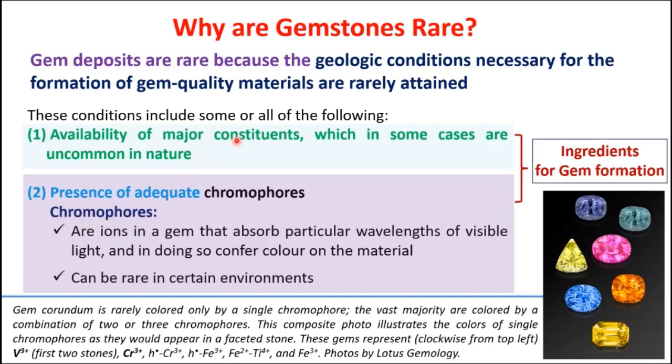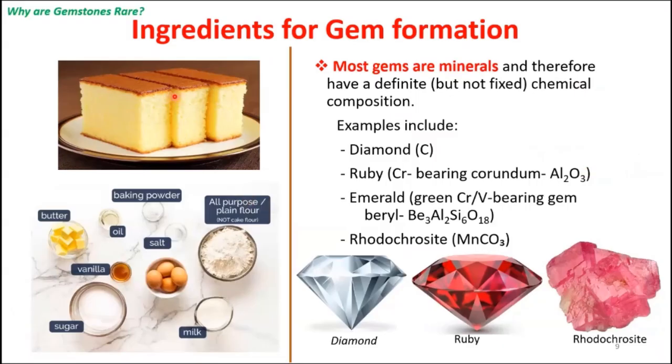So these major elements and chromophores, the coloring agents, represent the ingredients for gem formation. Ingredients mean the essential components for the formation of those different gem varieties. It is like if you are preparing a vanilla-tasting butter cake, these are the ingredients. Without these essential materials, you cannot produce the ultimate product. So these are some examples.